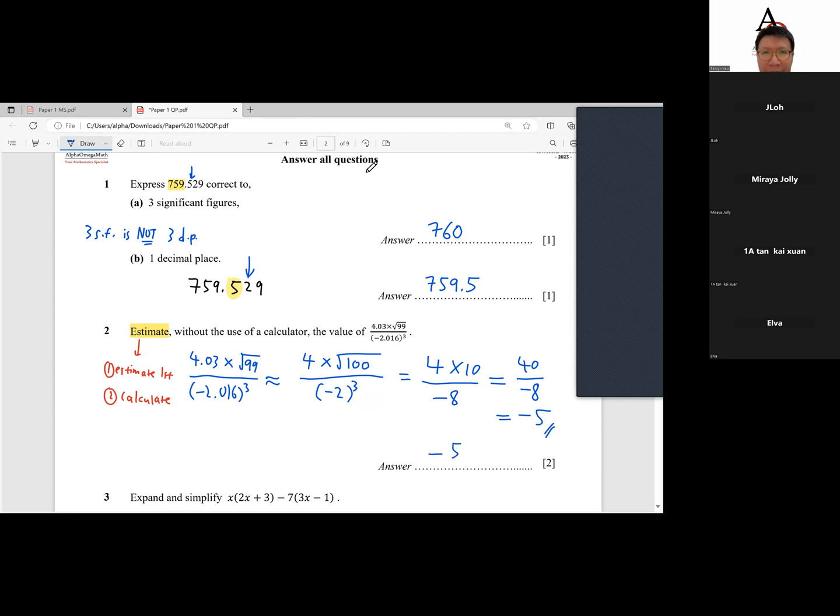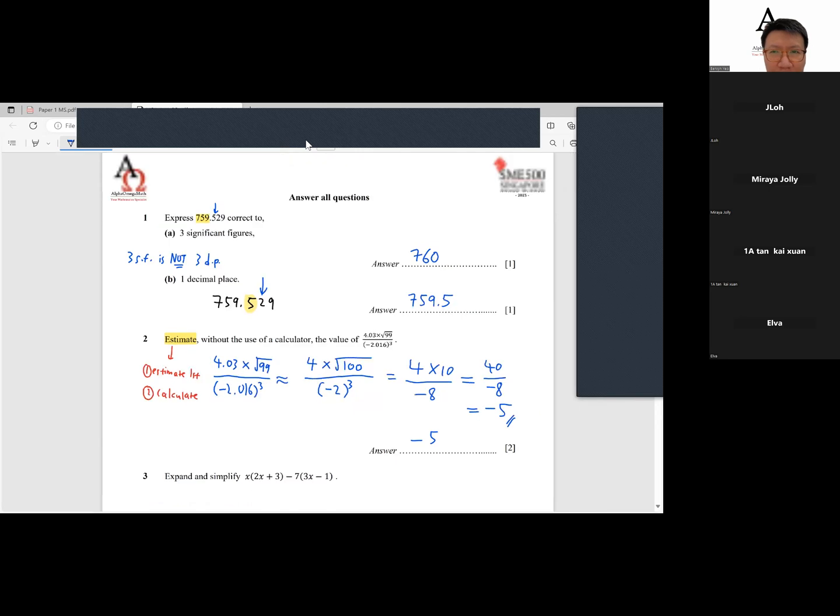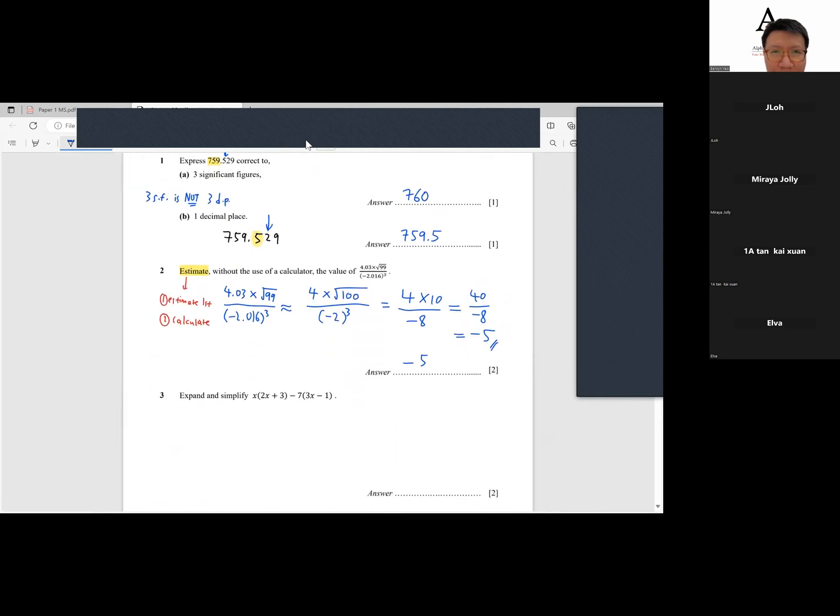All right? So that's it for question 2 also. So remember to estimate first. Don't just press calculator or try to solve it. All right? Okay, I'm gonna zoom out a bit so I can go down. All right, and you have your first algebra question.